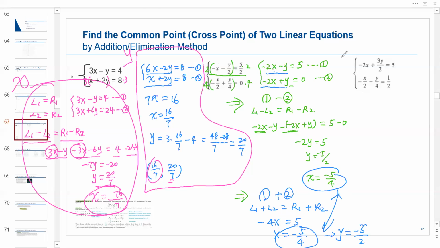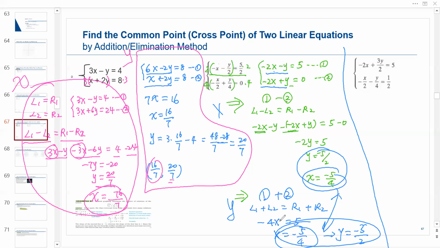So we used two methods: make y disappear, and make x disappear. Both work. The result should be exactly the same. So the addition elimination method is not too much of a trick. Just make one of the variables gone, so you can find the solution easily. All right, let's see the last example.